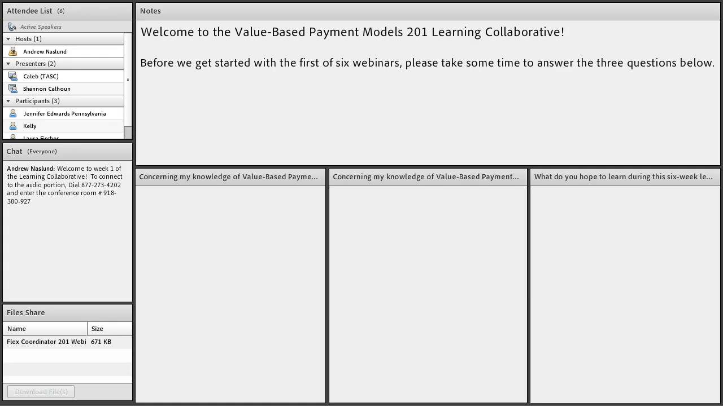I'm excited for this, our first Value-Based Payment Models Learning Collaborative 201. So it's kind of an advanced or more in-depth curriculum than our previous learning collaboratives based on value-based payment models.